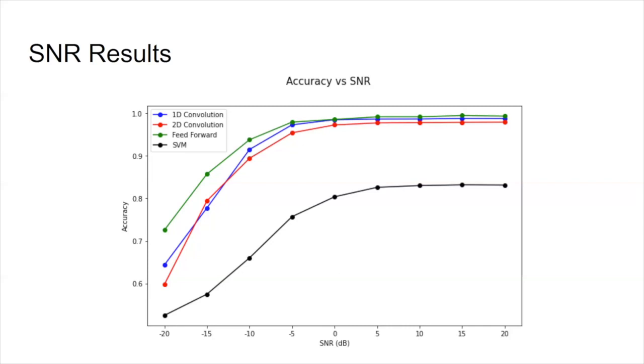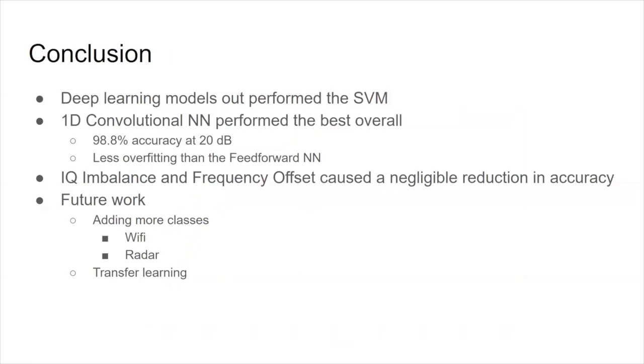And then looking a little bit closer at the deep learning models, we can see that the 2D convolution performed the worst. And this might be because the data that we have isn't really naturally 2D data. It's a 1D time series signal. You can see that the 1D convolution outperforms that, and then the top, pretty close to the 1D convolutional network, is the feed-forward network.